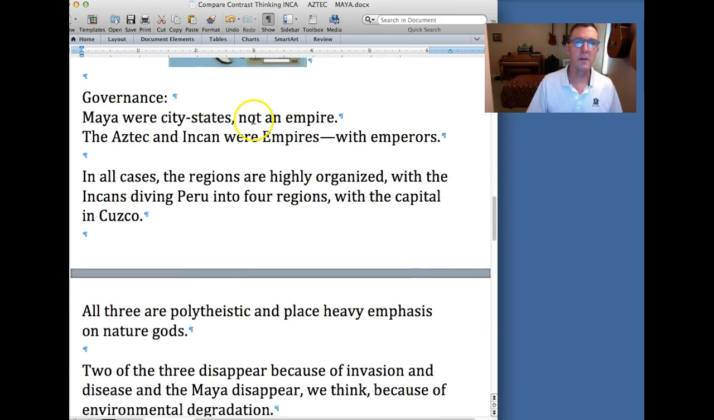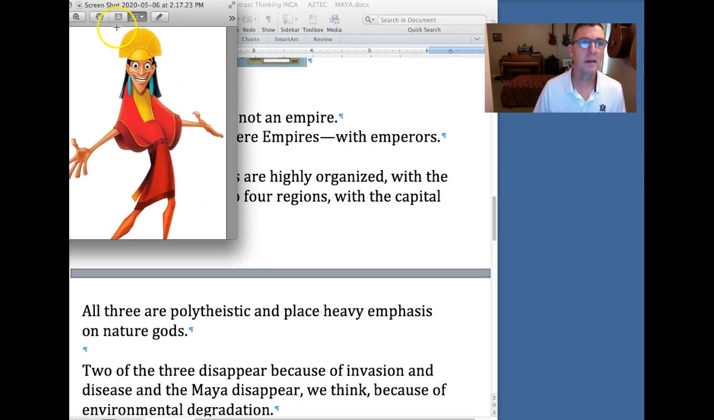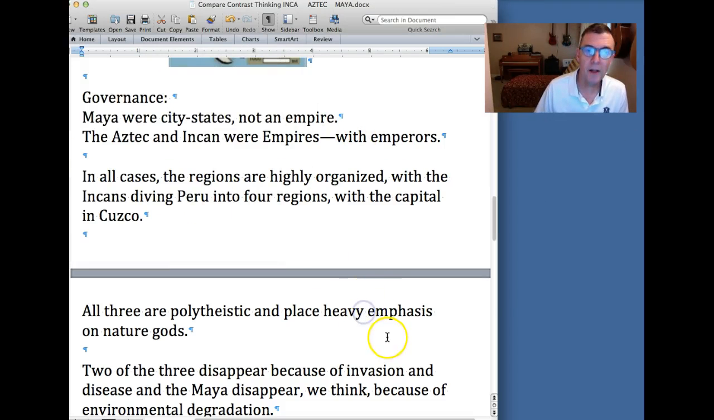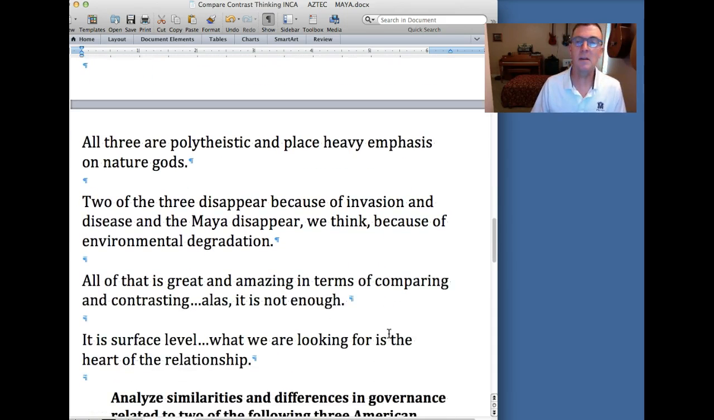Governance. The Maya are city-states, so each city has its own leader. They're not an empire. The Aztec and Incan are empires. They have emperors over them, and they have a governing system that is organized under that emperor. In all cases, though, the regions are highly organized. The Incans, for instance, divide Peru into 4 regions with, of course, Cusco as their capital. Yay, Cusco. All three are polytheistic. They place heavy emphasis on nature gods.